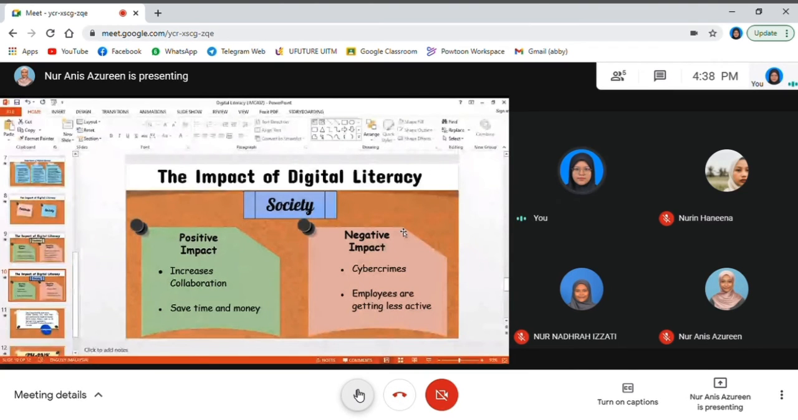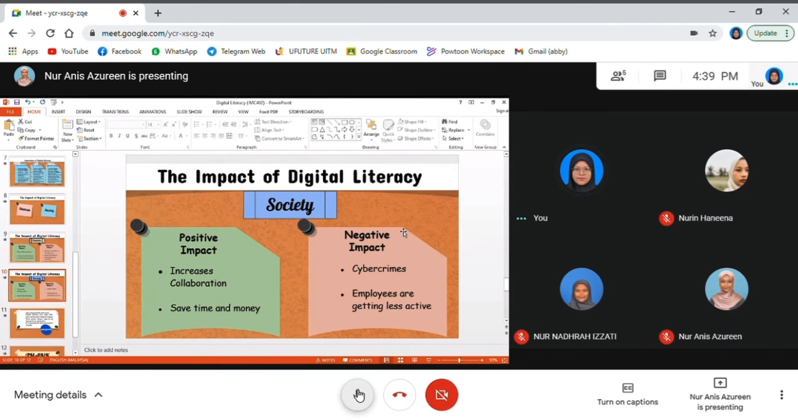The impact of digital literacy on society is increased collaboration. For example, Sarah just goes to open Instagram to send a message to her cousin who is in Australia without really having to go there because it's simpler, more effective and quicker to collaborate online. Next, save time and money, which is people can save their time and money by paying bills, applying for work, ordering items from an online store, paying tax and more by using online banking.